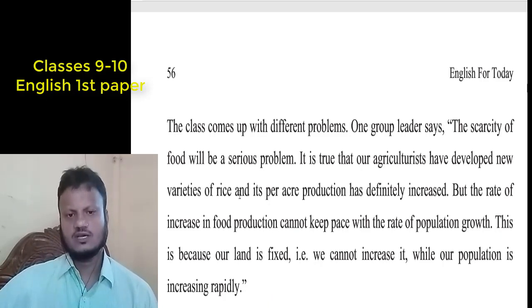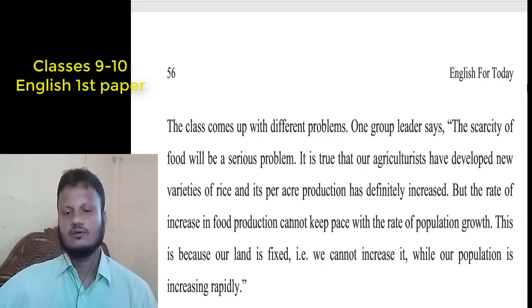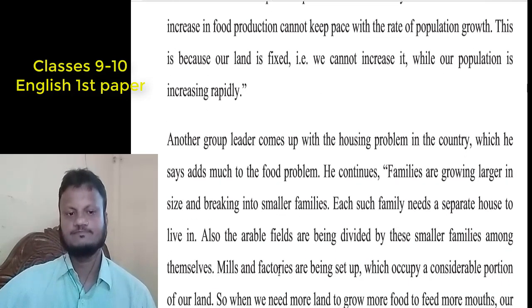Okay, the class comes with different problems. One group leader says the scarcity of food will be a serious problem. It is true that our agriculturists have developed new varieties of rice, and its per acre production has definitely increased. But the rate of increase in food production cannot keep pace with the rate of population growth. This is because our land is fixed. For example, we cannot increase it while our population is increasing rapidly.